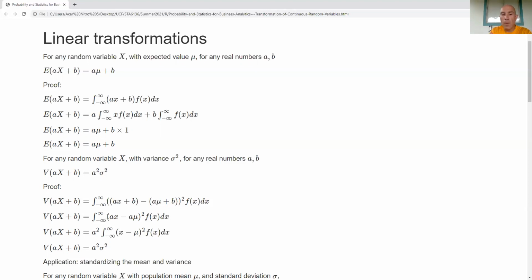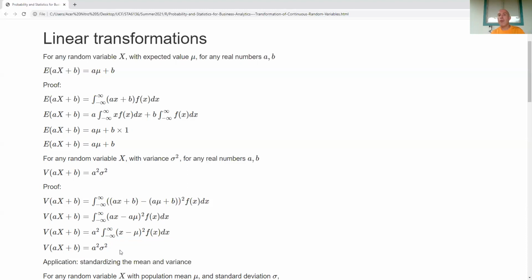But wait, there's more. I can factor out the integral also, because we can do that with the integration. So the a squared comes out front. So now I have x minus mu squared times the density all integrated over the entire real line. And I realized that, hey, that's the definition of the variance of x. So I just put the variance of x in for that integration. Boom, I've got the result.